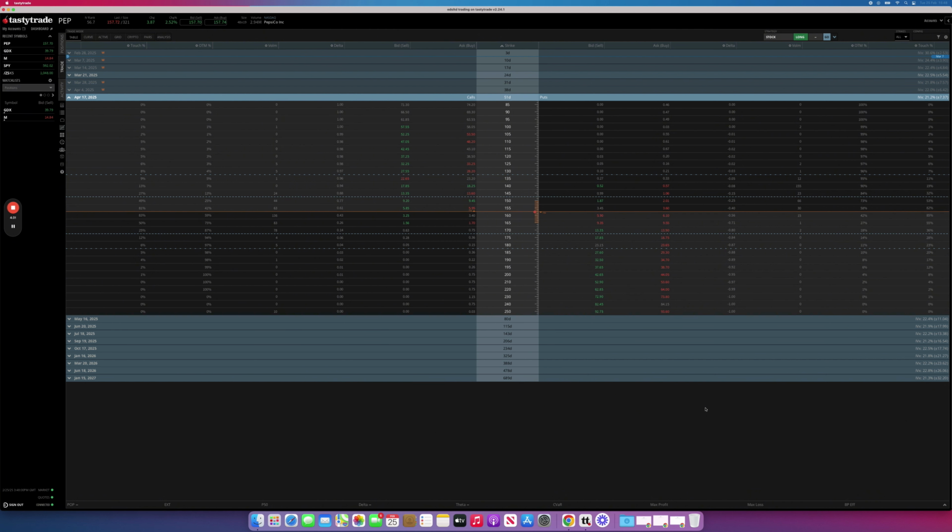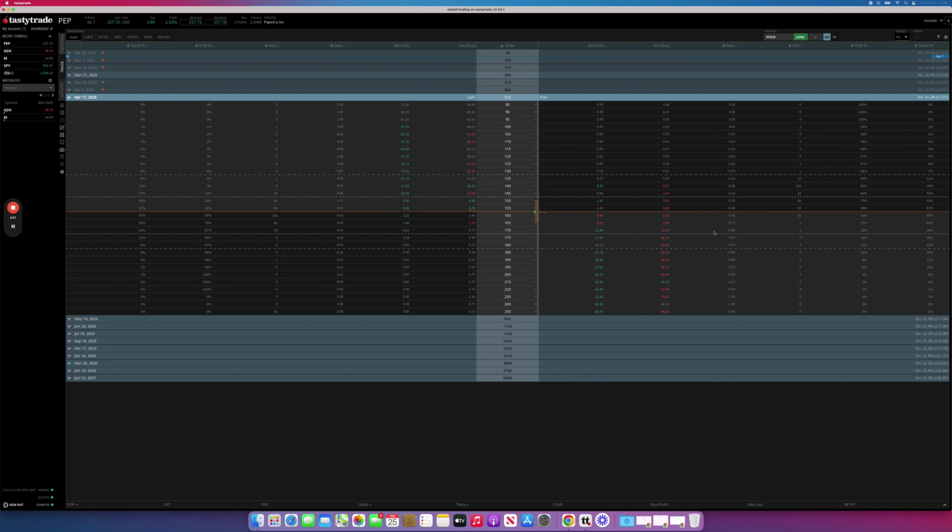So what we want to do is we don't want to buy a call. We want to sell a put. Okay, we want to sell a put. Now this is what that looks like. So you have puts on the right, calls on the left, and we also have delta here. Positive delta on the calls, negative delta on the puts.